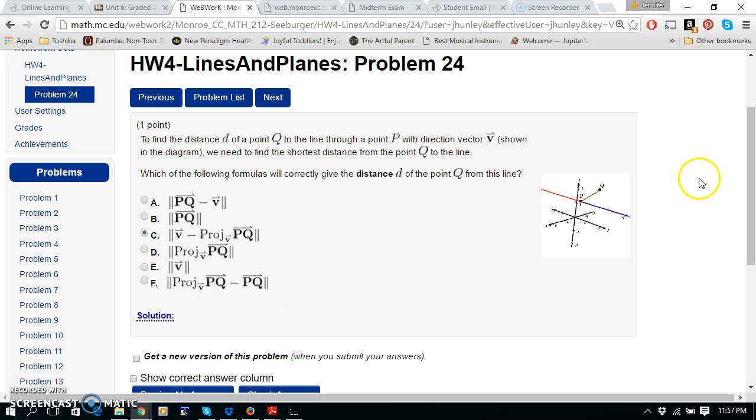Okay, so with that, we covered two problems regarding finding the shortest distance between a point and a plane and a point and a line. And hopefully that is helpful. Thank you.